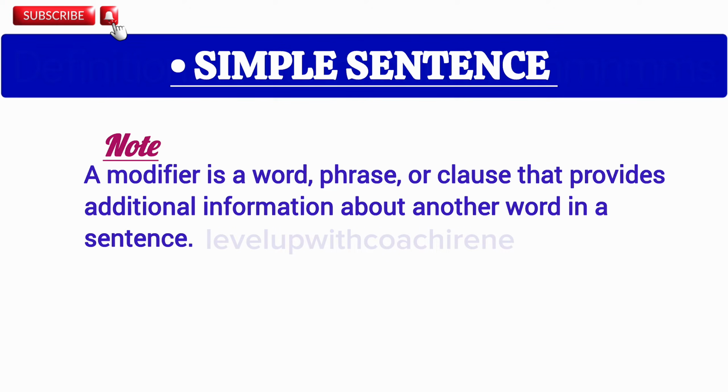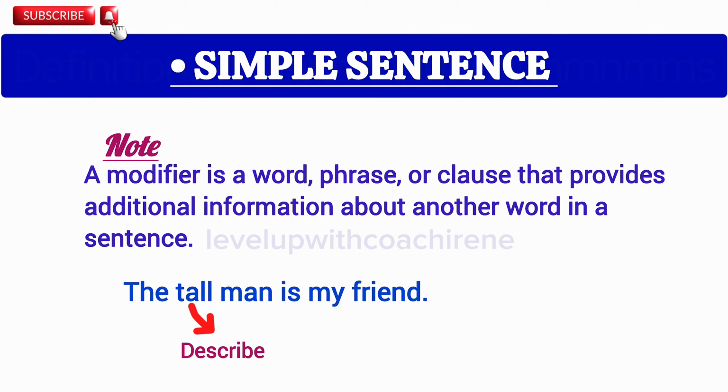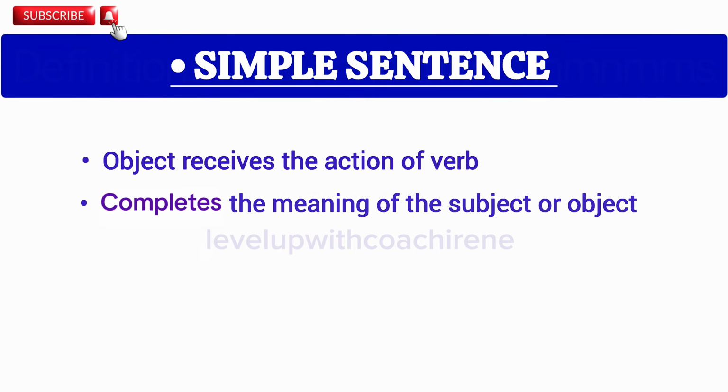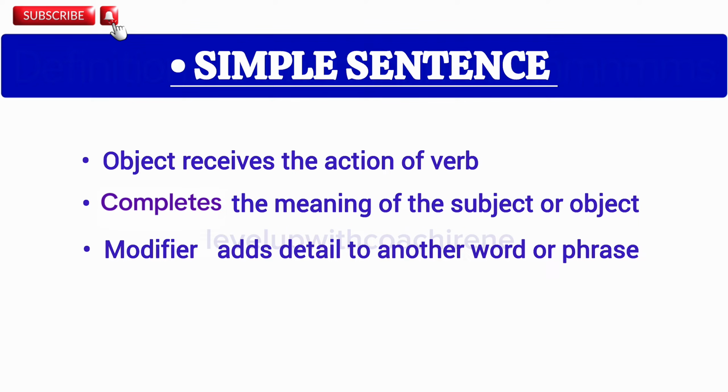Lastly, let's look at the meaning of modifiers. A modifier is a word, phrase, or clause that provides additional information about another word in a sentence. It can describe, limit, or clarify. For example, the tall man is my friend. Tall describes the noun man. In summary, object receives the action or verb. Complements complete the meaning of the subject or object, whilst modifier adds detail to another word or phrase.